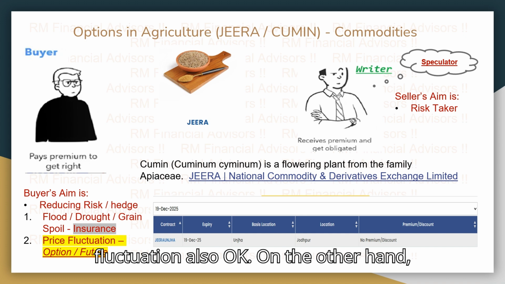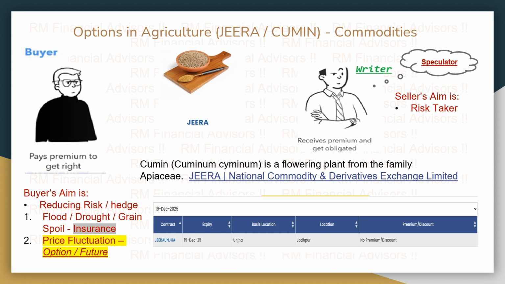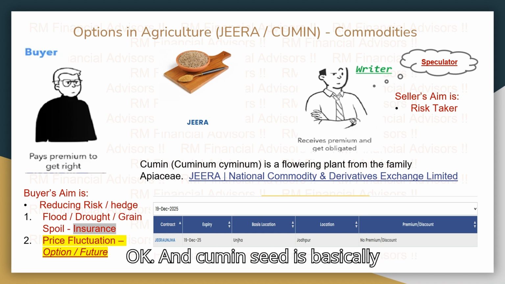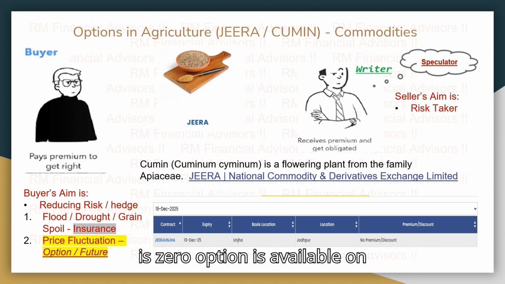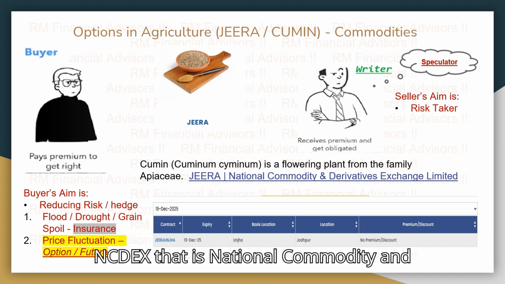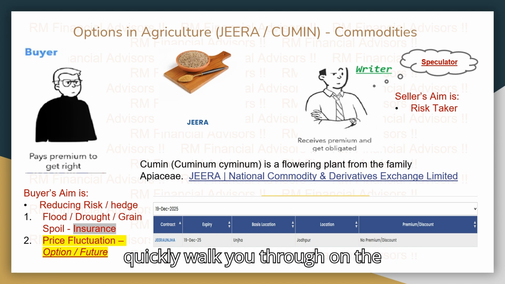On the other hand, the seller aims to earn money, to earn premium. They are the risk takers. Cumin seed is basically a flowering plant from the family of Apiaceae, and this jeera option is available on NCDEX, that is National Commodity and Derivative Exchange Limited.